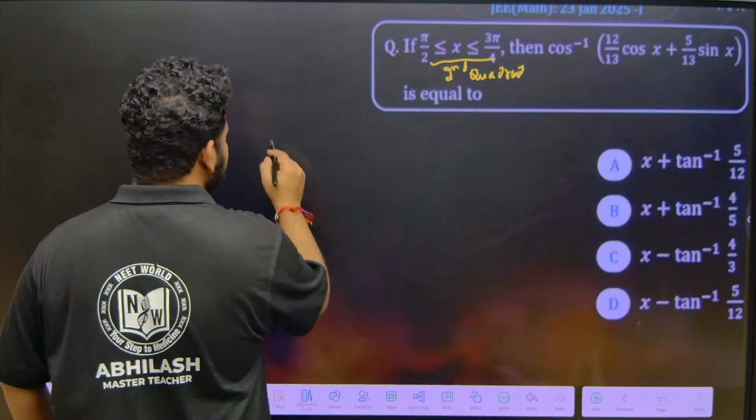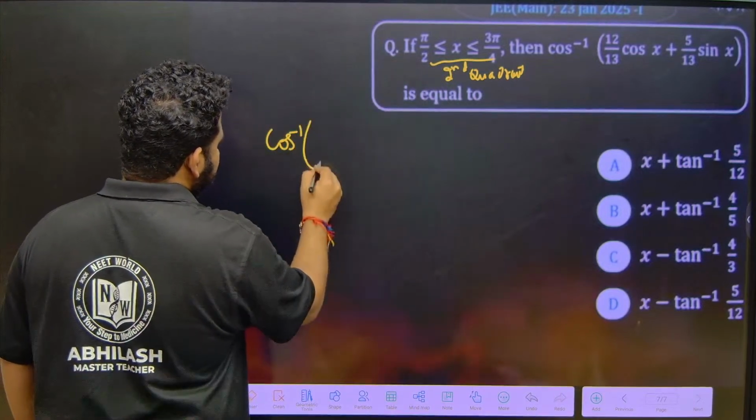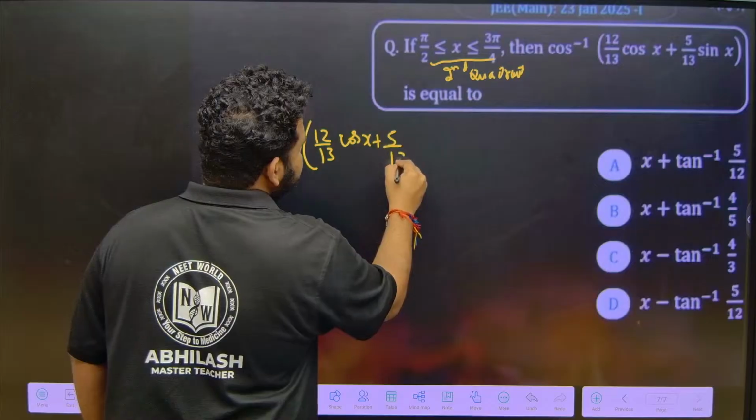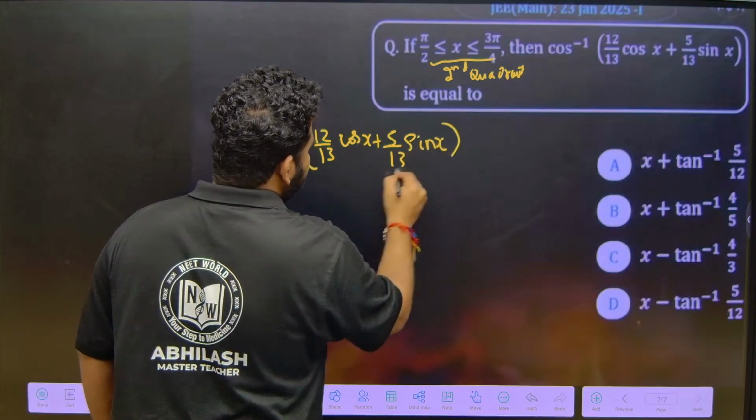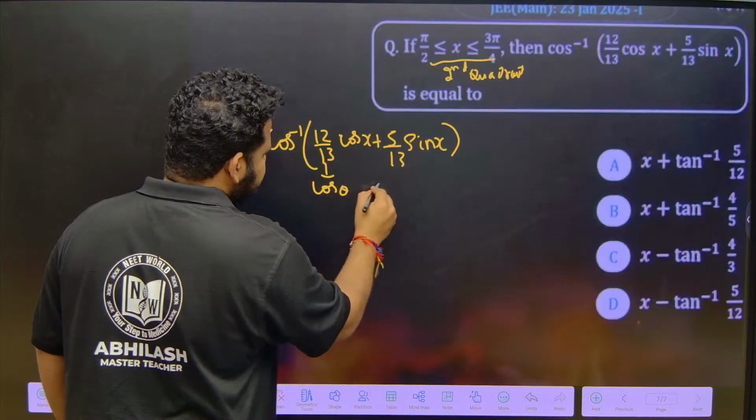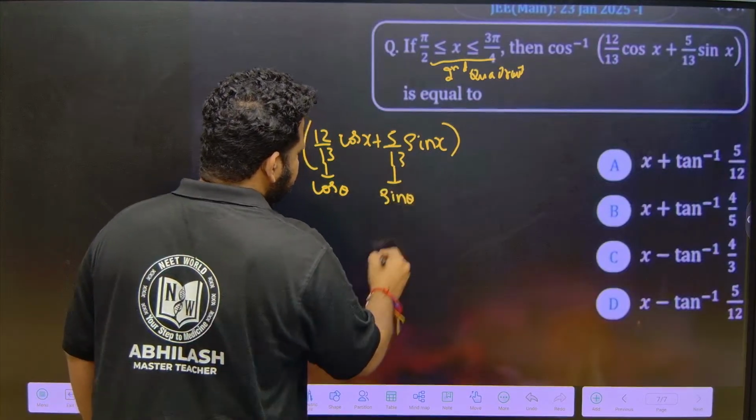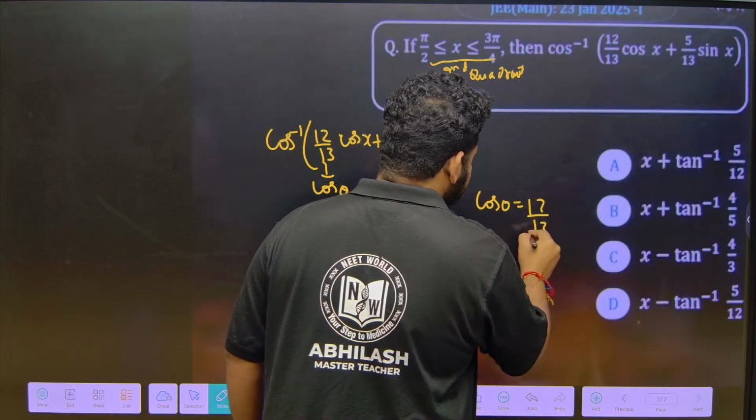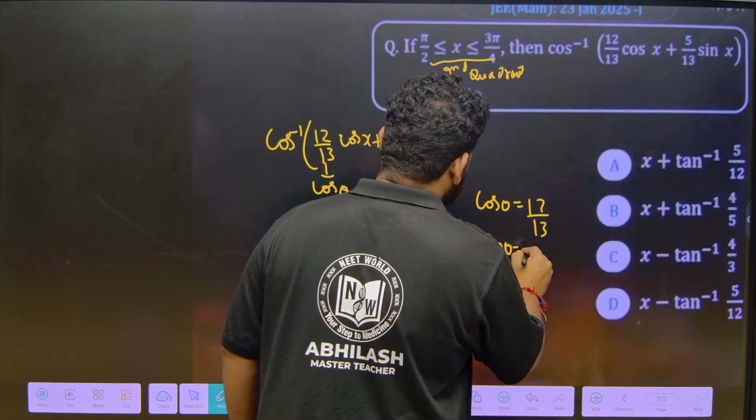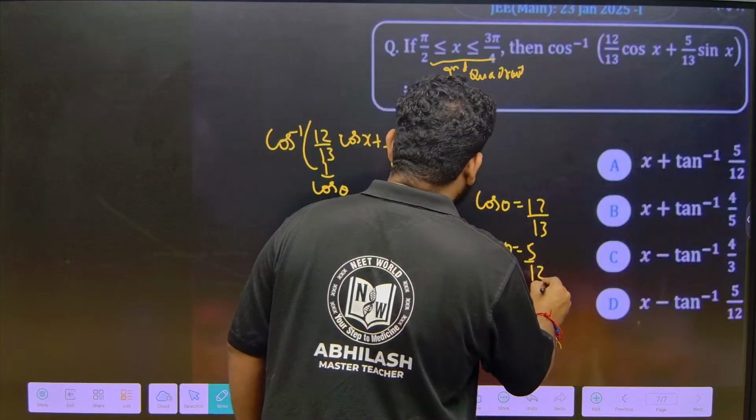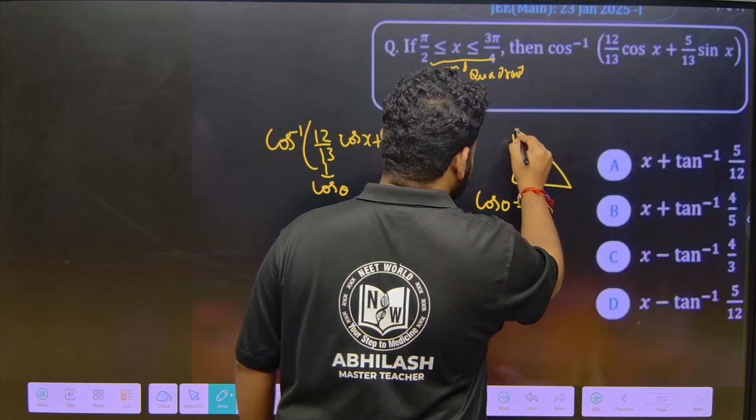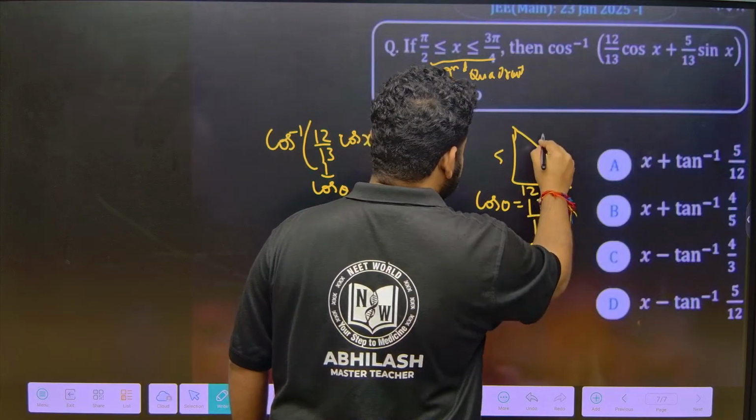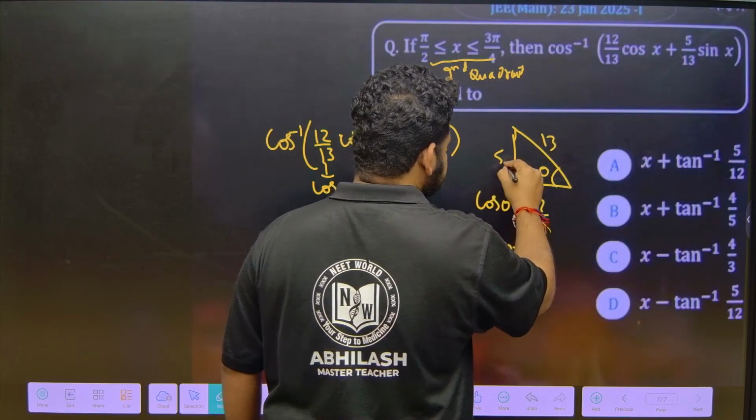They are asking then cos inverse of 12 by 13 cos x plus 5 by 13 sin x. So let me write down what is given. Cos inverse of 12 by 13 cos x plus 5 by 13 sin x. So let me write this as cos theta, then definitely this will become sin theta. If cos theta is equal to 12 by 13, then definitely Pythagorean triplet shows that sin theta will become 5 by 13. If you draw a triangle, you will understand. This is theta, means if this is 5, this will be 12 and this will be 13. So cos theta is 12 by 13 and sin theta is 5 by 13.